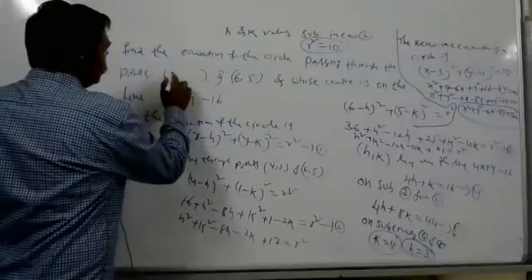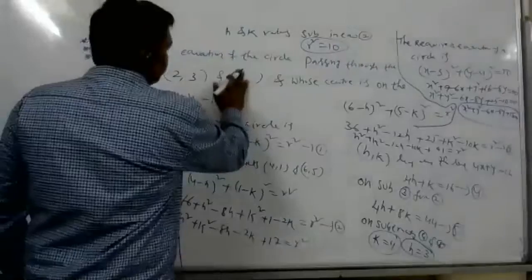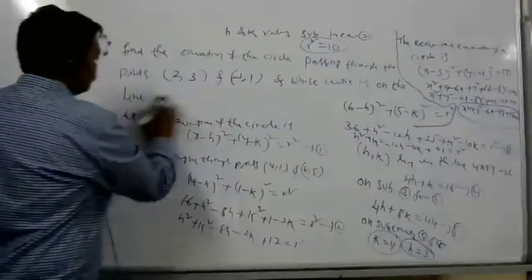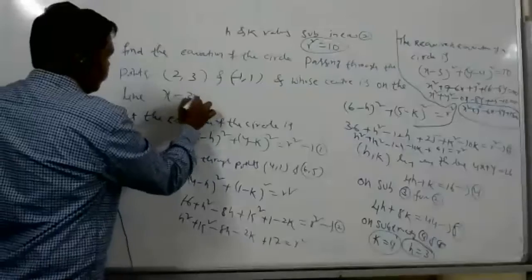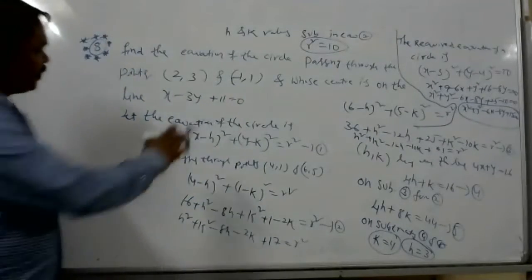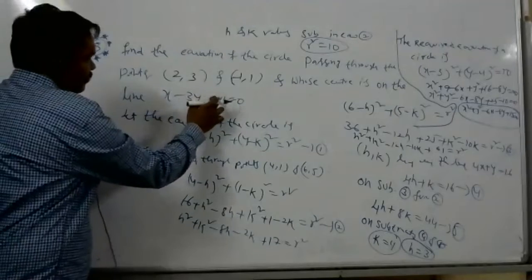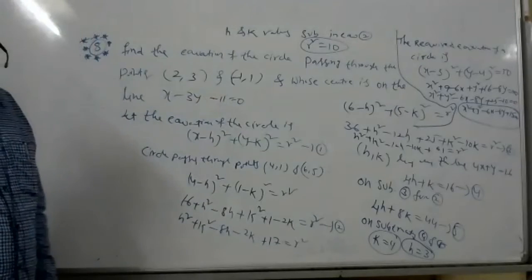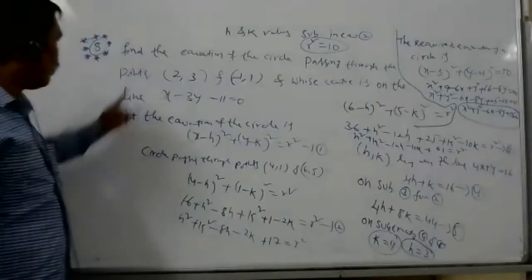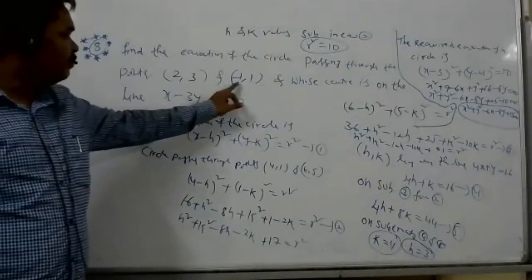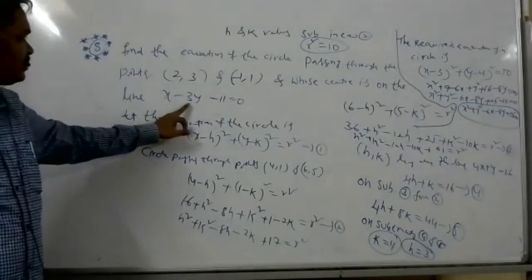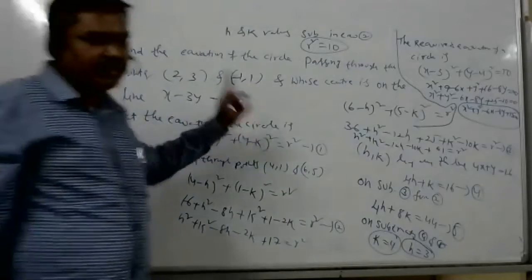Same problem. Find the equation of the circle passing through the points 2 comma 3 and minus 1 comma 1, and whose center is on the line x minus 3y minus 11 is equal to 0.